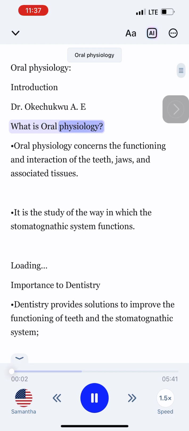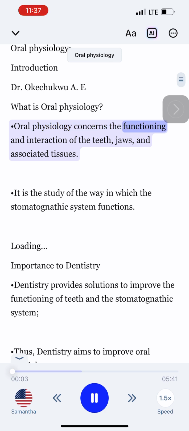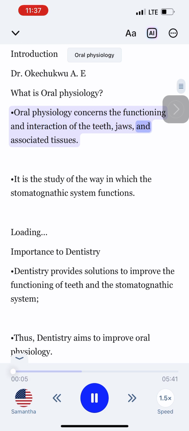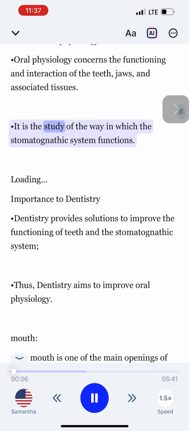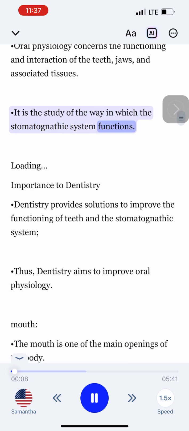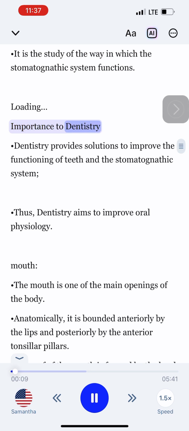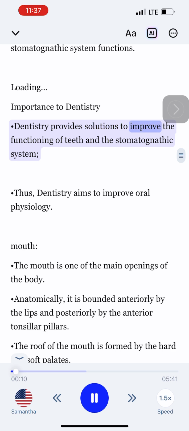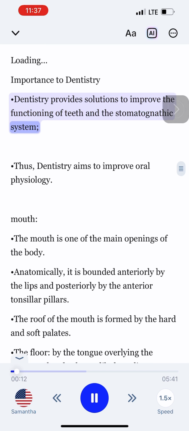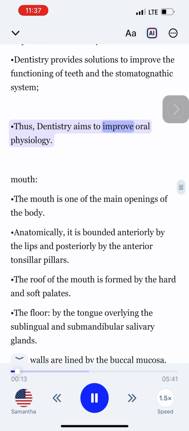What is oral physiology? Oral physiology concerns the functioning and interaction of the teeth, jaws, and associated tissues. It is the study of the way in which the stomatognathous system functions. Importance to dentistry: dentistry provides solutions to improve the functioning of teeth and the stomatognathous system. Thus, dentistry aims to improve oral physiology.